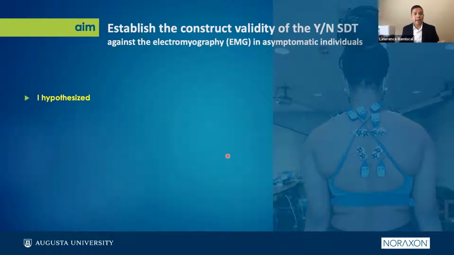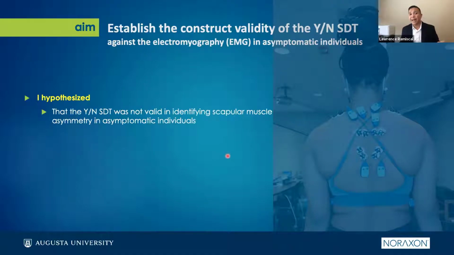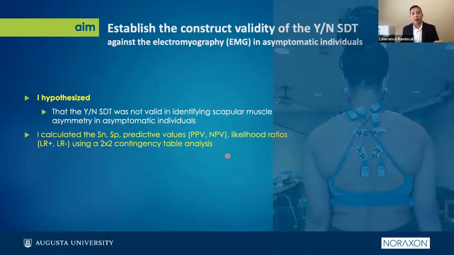Okay, so going back, I hypothesized that the YNSDT is not valid in identifying the scapular muscle asymmetry in the asymptomatic population. So that's my null hypothesis. And what I did, and I'm not going to go into detail on this one, we can have another session on how all the statistics were done, but I pretty much calculated the sensitivity, specificity, predictive values, negative and positive, and the likelihood ratios, positive and negative, by simply using a 2x2 contingency table analysis. That's a very simple analysis.